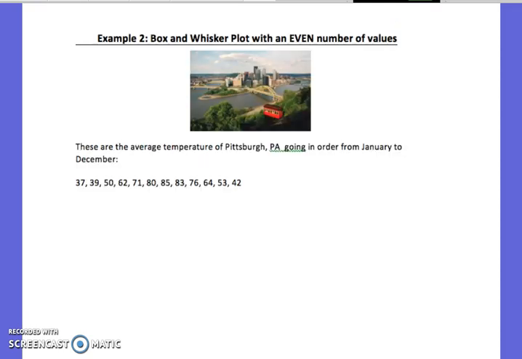Last but not least, we're going to make a box and whisker plot of even numbers. The first thing you need to do is put your data in order from least to greatest. Go ahead and do that and then go to the next video to watch how to do this one.